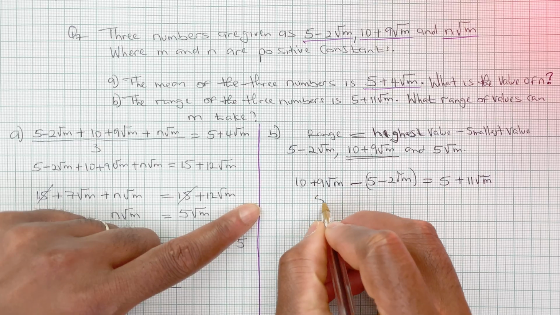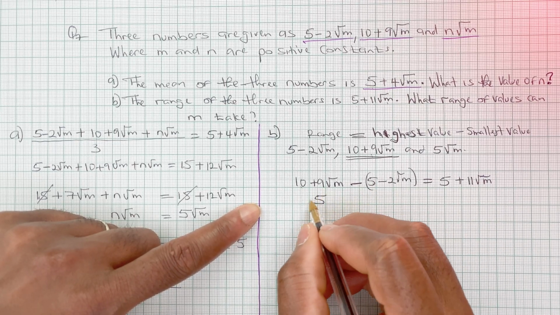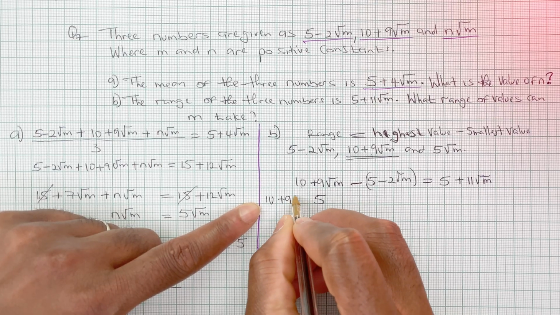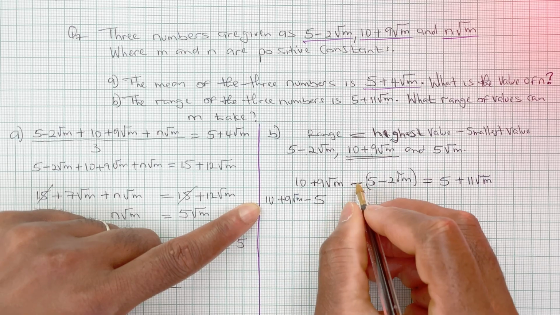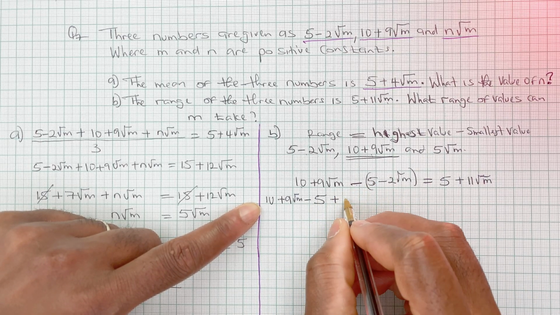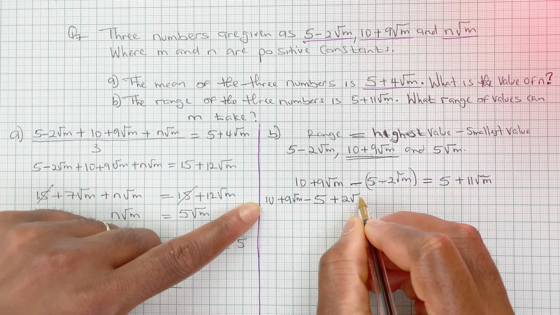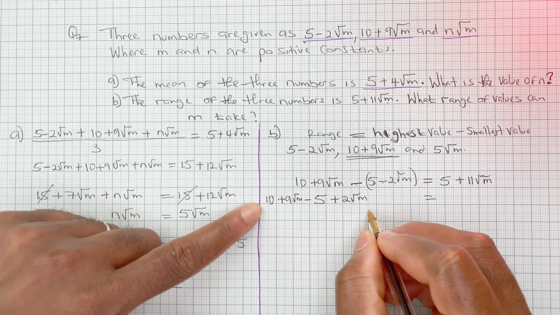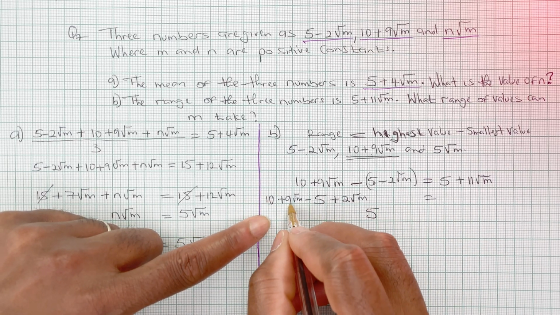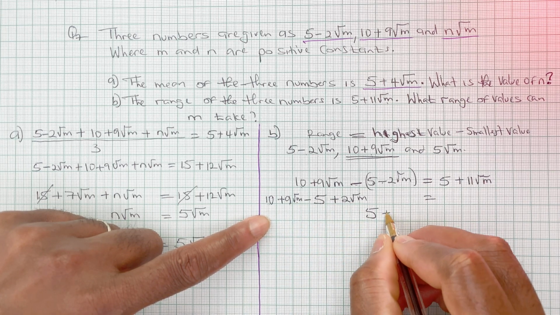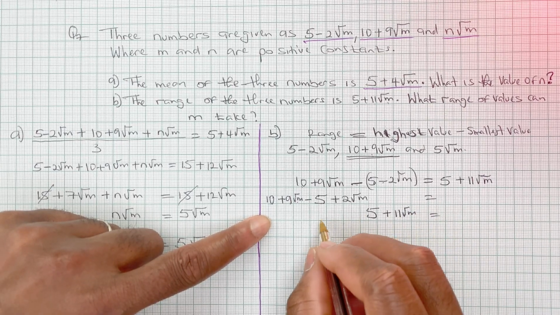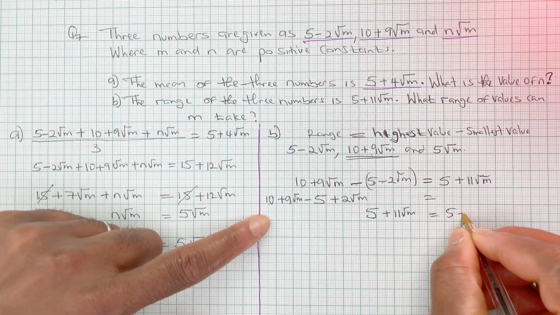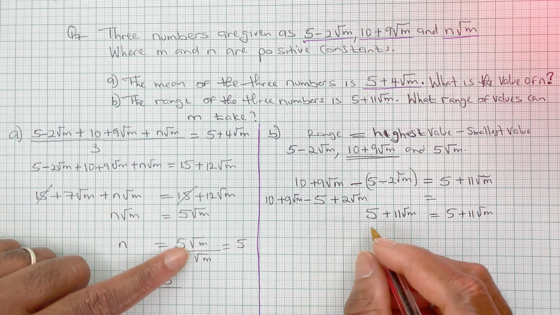Okay, so let's do that. Let me just do the proper expansion. 10 plus 9 root m minus 5 plus 2 root m: 1 times minus 5 is minus 5, and minus times minus is plus 2 root m. So 10 minus 5 is 5, and 9 root m plus 2 root m is 11 root m. So really, the smallest is 5 minus 2 root m, which gives 5 plus 11 root m, which is correct. So that's the range.